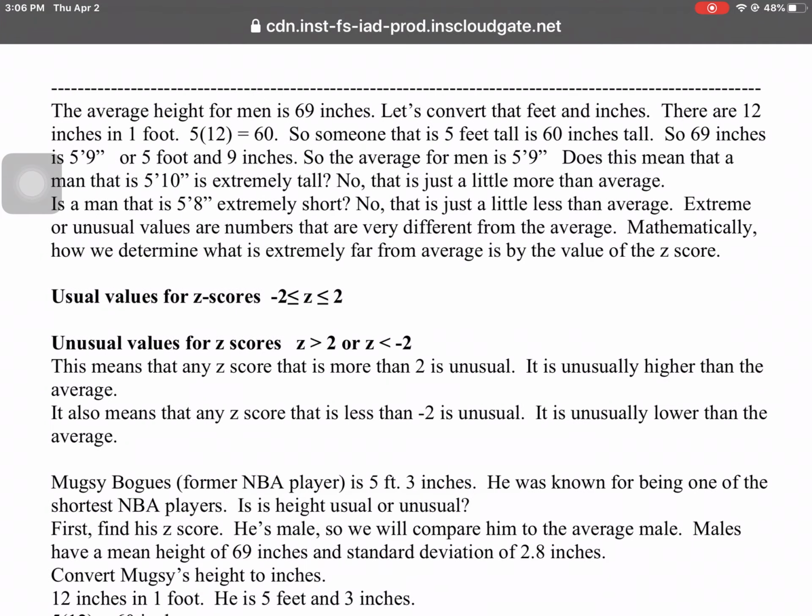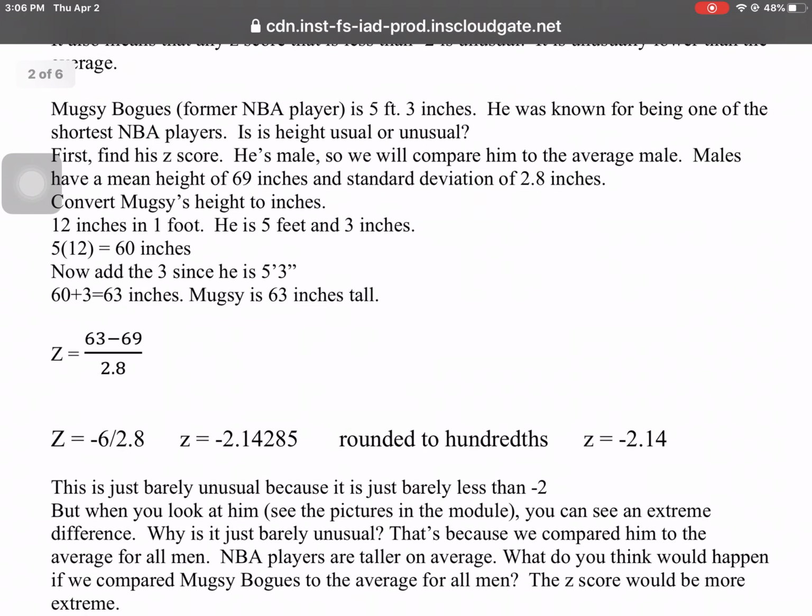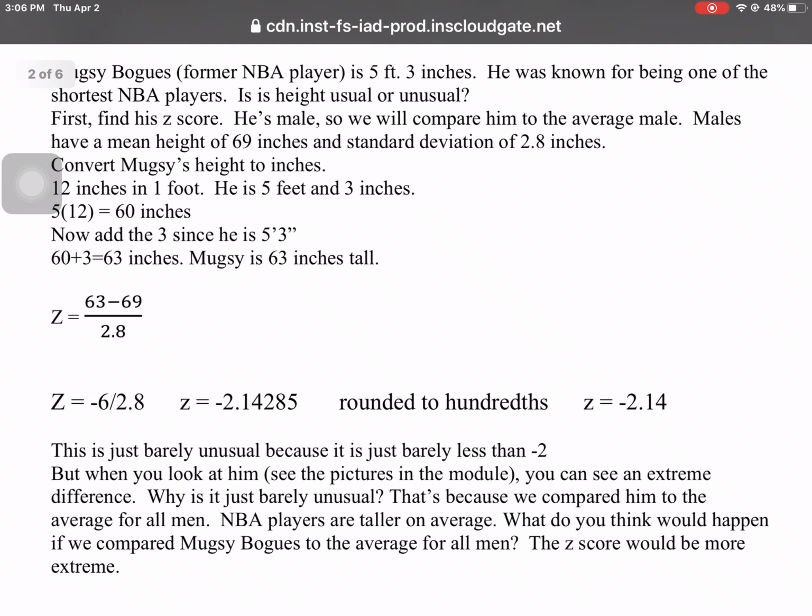Okay, oops, sorry. Let's talk about Muggsy Bogues. He's a former NBA player, and in Canvas I've got a picture of him. Muggsy was 5'3", a former NBA player. He is known for being one of the shortest. Is his height usual or unusual? So we're going to compare him to the average man.